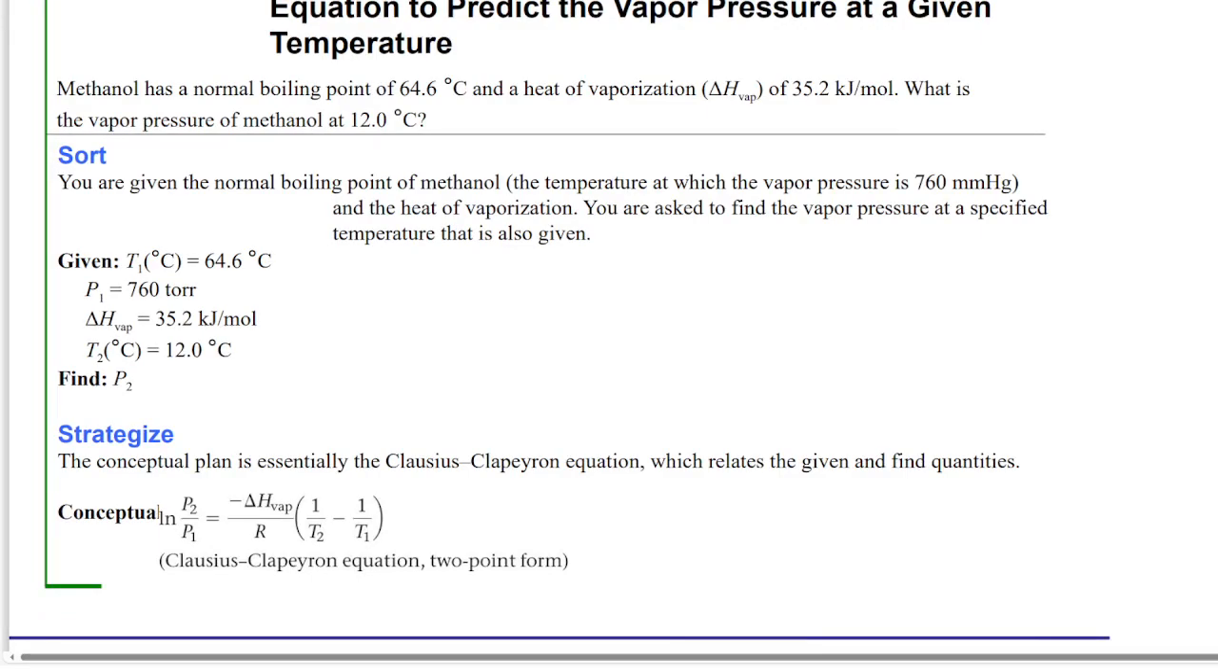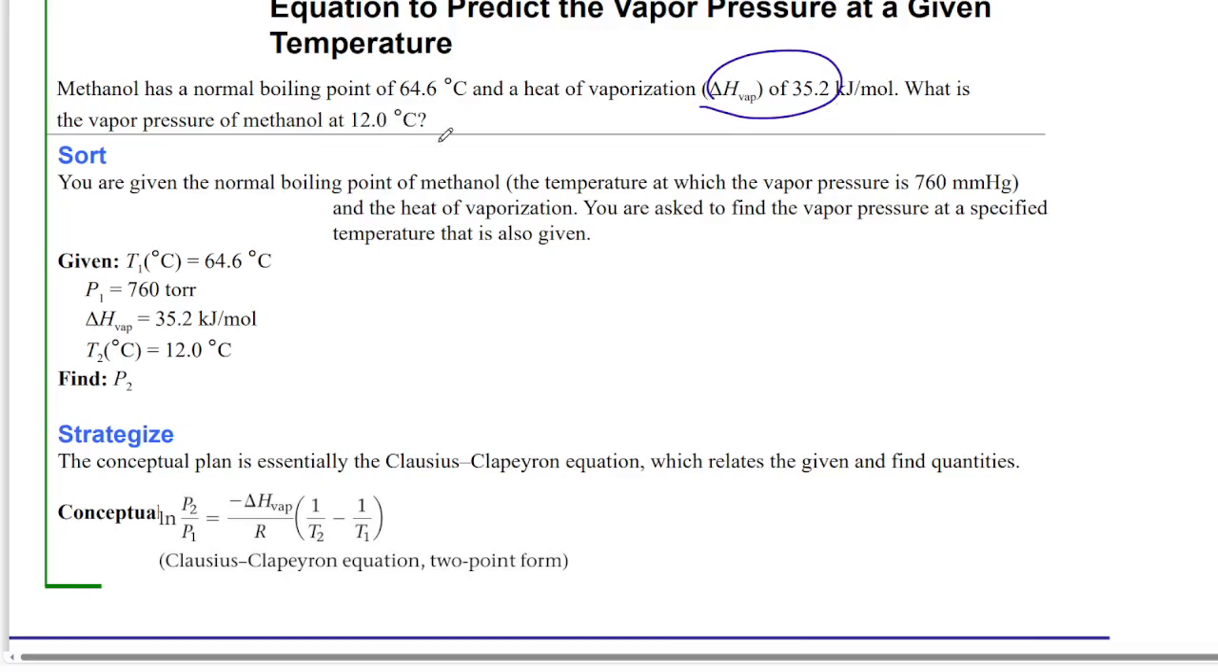So remember, the 2-point form of the Clausius-Clapeyron equation says that the ln of P2 over P1 is equal to negative delta H of vaporization over R times the quantity 1 over T2 minus 1 over T1. So if we know the boiling point for a substance and the delta H of vaporization of that substance, we can calculate the vapor pressure at any temperature.